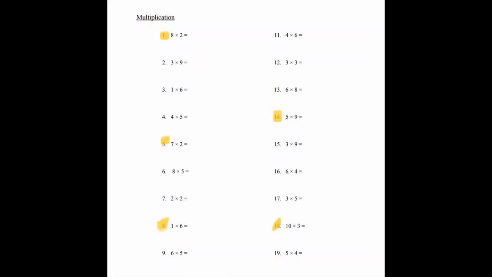Okay, now we're going to do multiplication. So 8 times 2. What that basically means is 8 dots, and you have 2 of each. And if you count all of those, that equals 16. Or you could do 8 plus 8, or 2 plus 2 plus 2, 8 times, and you would get 16.